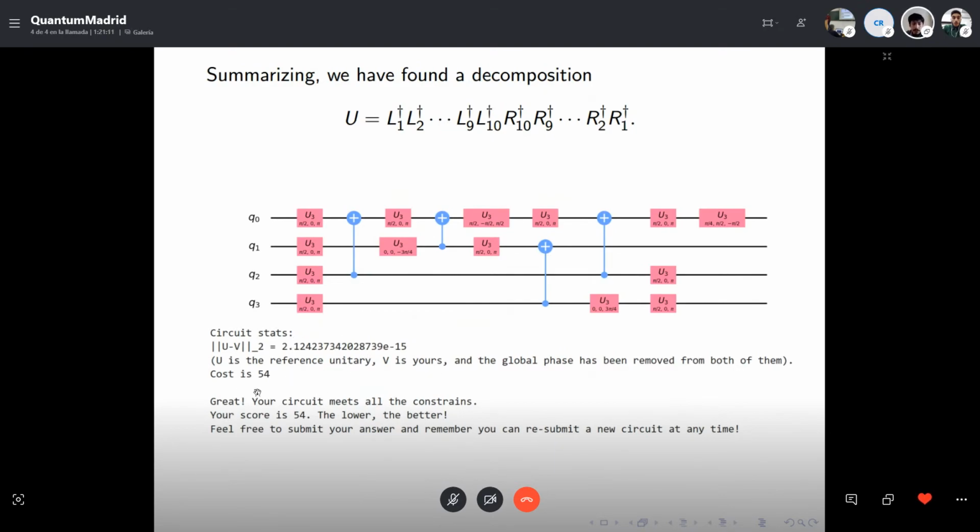And its cost is just 54. It's very good because the upper bound of the cost was 1,600. So it's a very big difference.